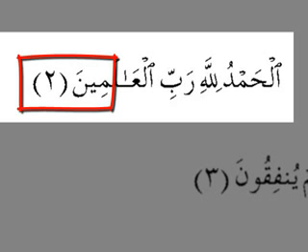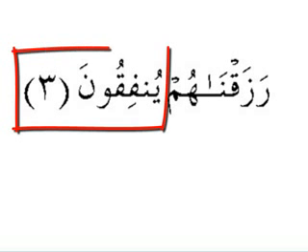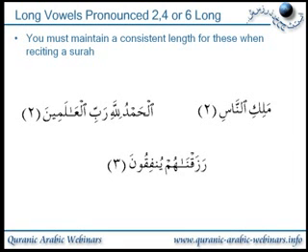So again, you can say Alameen, or you can say Alameen, or you can say Alameen. 2, 4 or 6 long. And down the bottom we've got the last word Yunfikun. Again, the noon is read as sakin when we stop. So the long vowel could be 2, 4 or 6 long. Exactly the same.